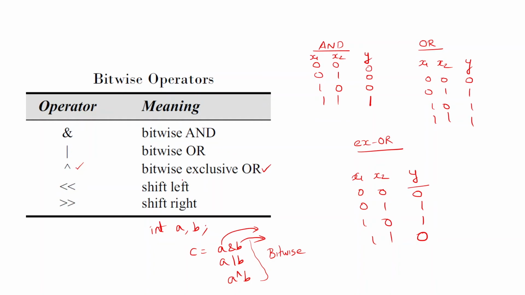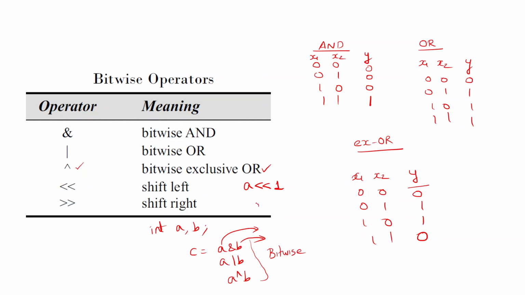Then what about shift left and shift right? It is like A, let it be 4 or 6. It has a corresponding binary value. When you write A shift left 1, what will happen? This is the operator for shift left. Bits are shifted by 1 bit to the left.